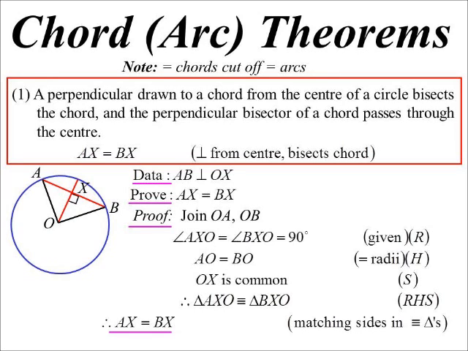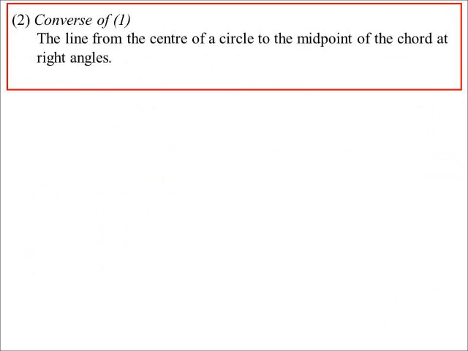Okay, the converse of that. So the converse just means reading the theorem the other way around. In the first one, I knew they were perpendicular, therefore they were equal. If we go back the other way, this one is simply saying, well, if I know they're equal, therefore they're perpendicular.